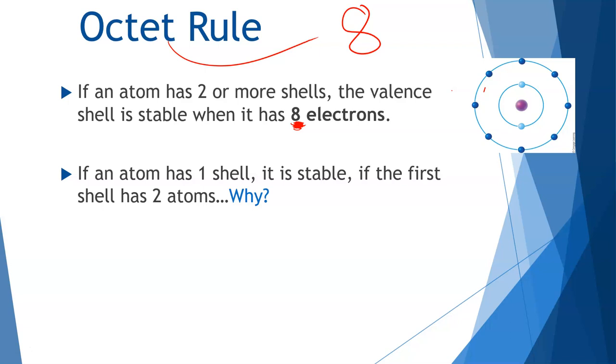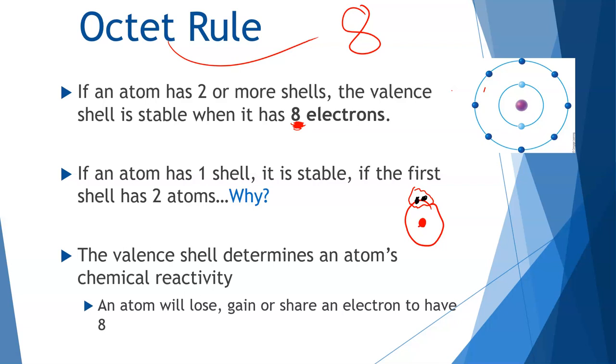If an atom only has 1 shell, it is stable after it has only 2 electrons, and that's because remember on that very first shell, so that's my little nucleus, the dot, that first shell has 1 orbital, and every orbital can hold a maximum of, guess how many? 2. So if it only has 1 shell, it is stable at 2.